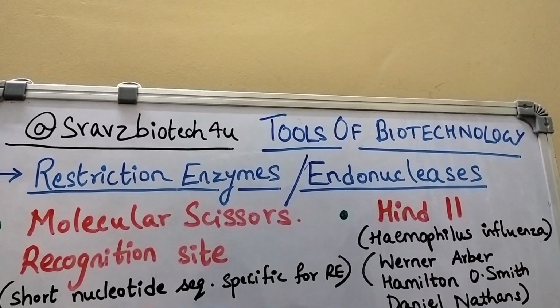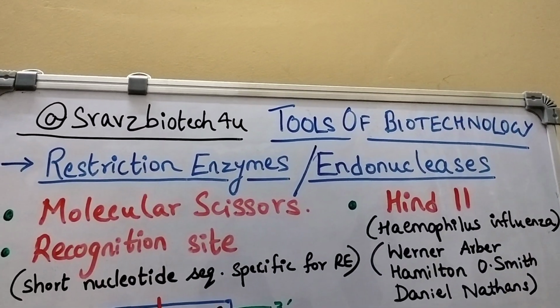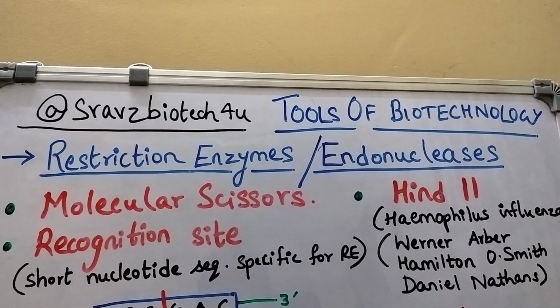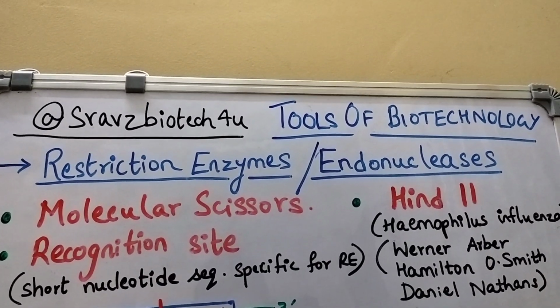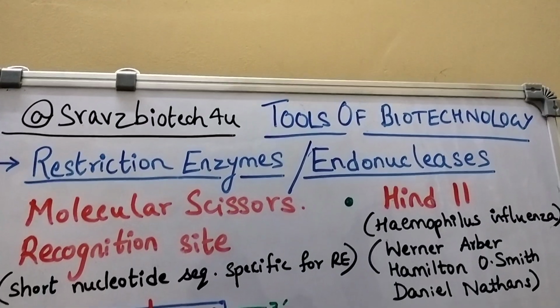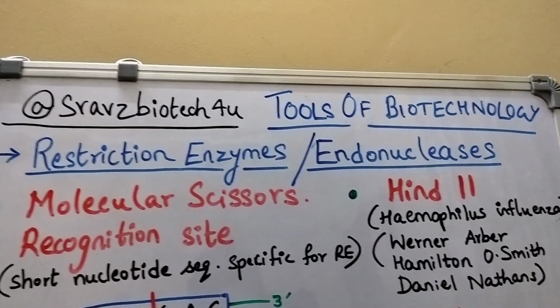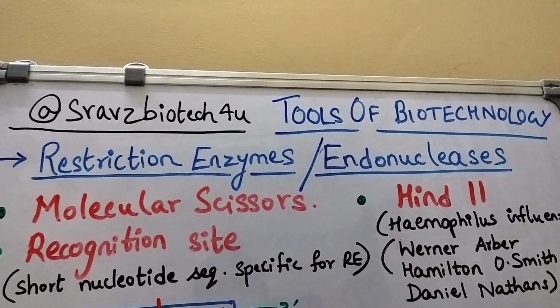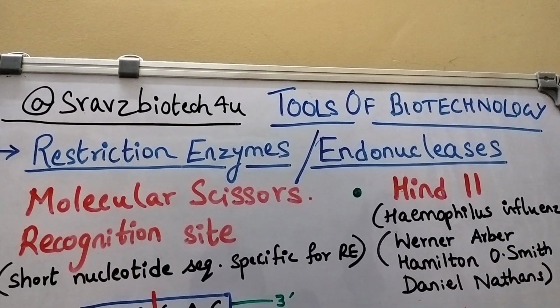We would now focus on tools of biotechnology. Today we'll discuss restriction enzymes or restriction endonucleases. Restriction enzymes are the enzymes that recognize a specific base sequence in DNA and make a cut on both the strands. These are also called molecular scissors.